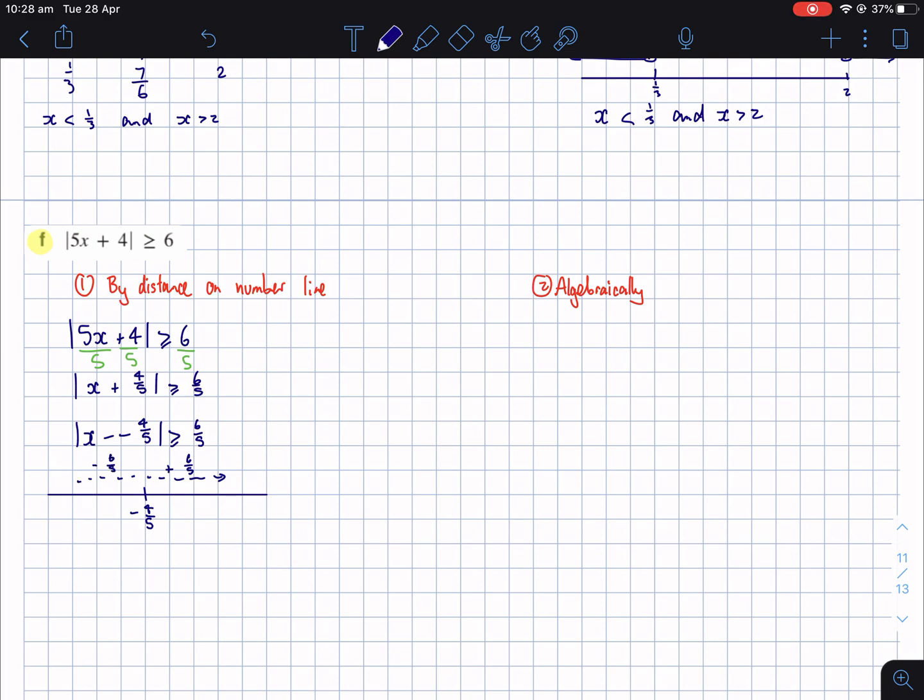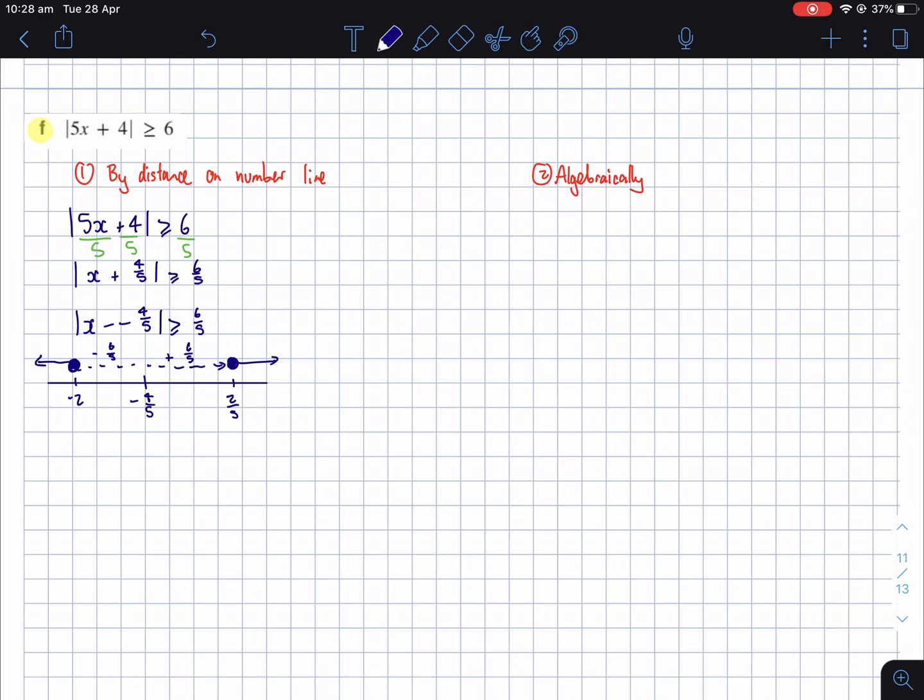So negative 4 on 5 plus 6 on 5 gives me 2 on 5. Negative 4 on 5 take 6 on 5 gives me negative 2. And so we're looking at all the numbers greater than or equal to. So we're going this way. So the distance is greater than or equal to 6 on 5. So it's more than or equal to 6 on 5 away from negative 4 fifths. So we get x is less than or equal to negative 2 and x is greater than or equal to 2 fifths.